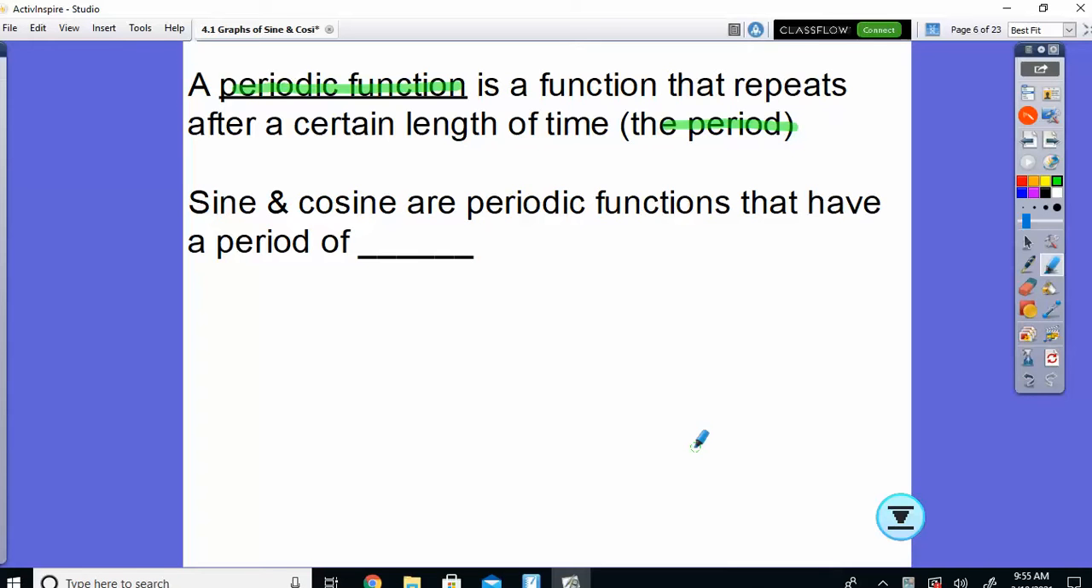What do you think the period of sine and cosine would be? If you think about, after you go around the circle, don't you have all the same values again? How long does it take to go all the way around the circle in terms of radians? 2 pi. Sine and cosine are periodic functions, and their period is 2 pi. That is how long it takes before they begin repeating themselves.